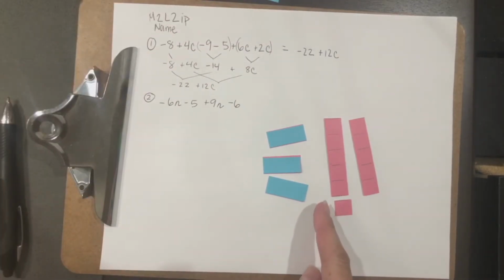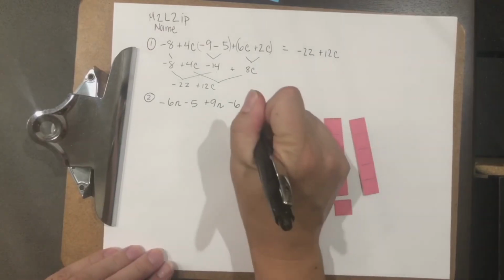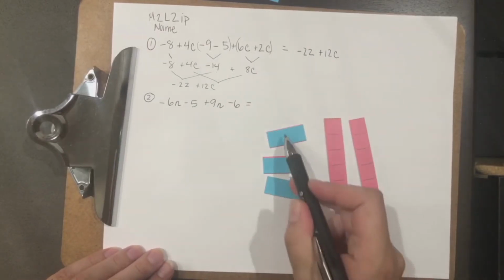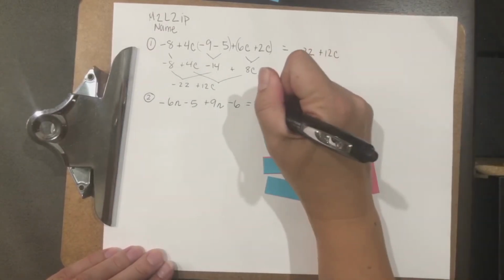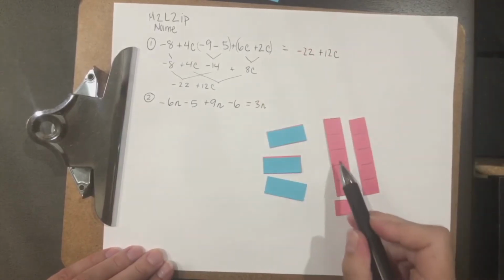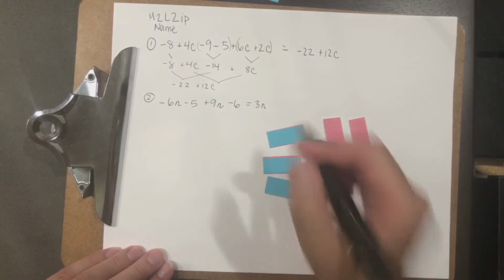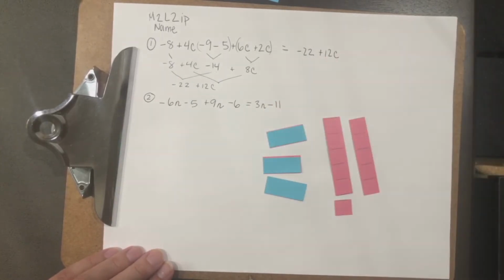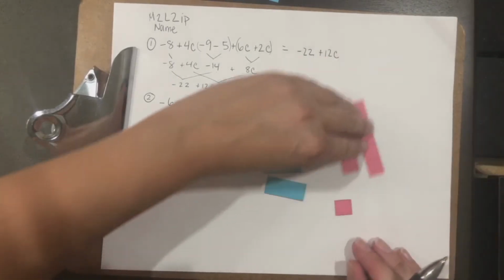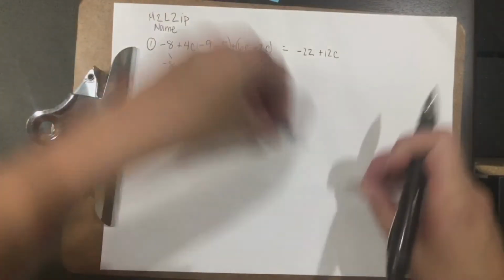Oh, there's our answer. This equals 3 x's, or n's, so 3 positive n's, and then we have 10 negatives and another -1, so that's -11. Look how easy that is with tiles. Oh my gosh, I love them, you guys.